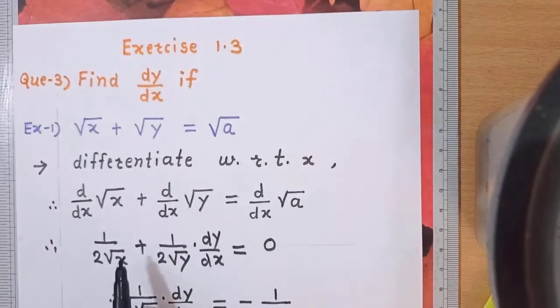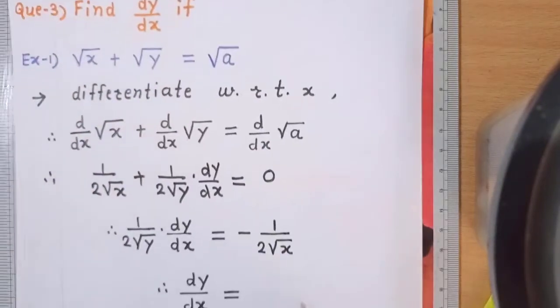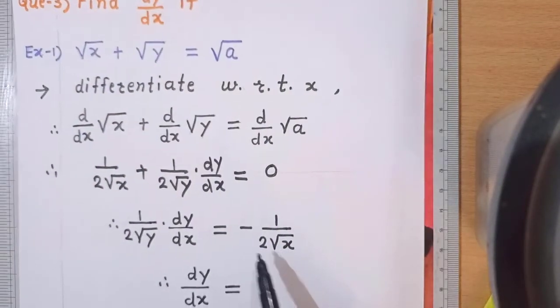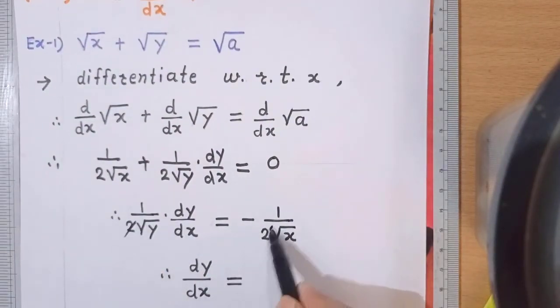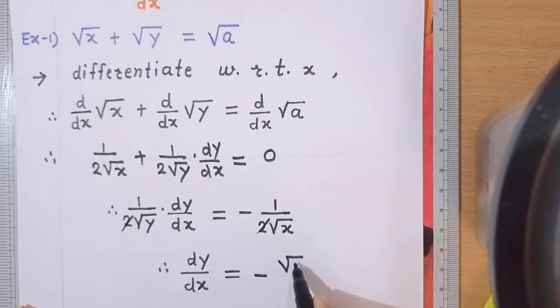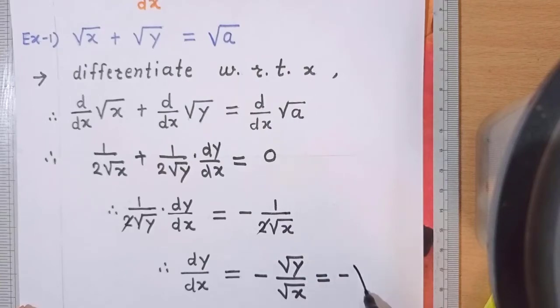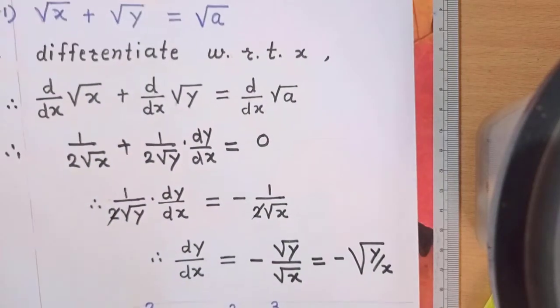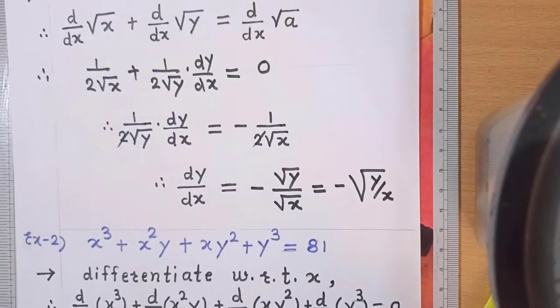Now next shift this term to the right hand side, so this will become minus, and again these two get cancelled. Move this root y to the right hand side, so minus root y upon root x. Again you can take this in a single radical sign, so the final answer is minus root of y by x. Now let's solve the second example.